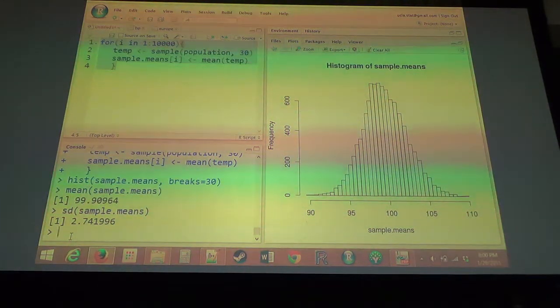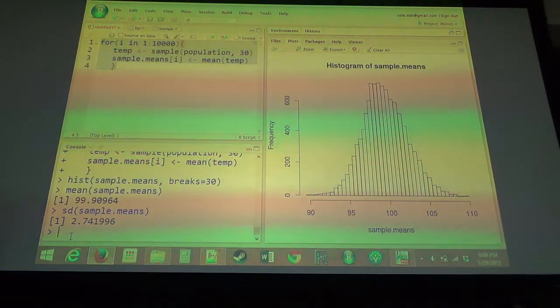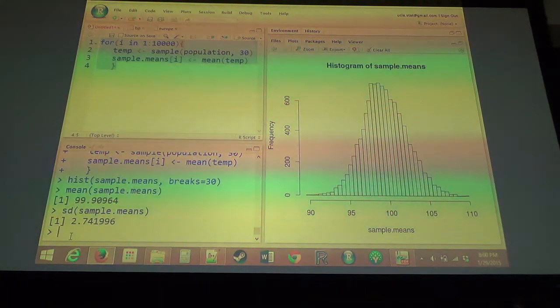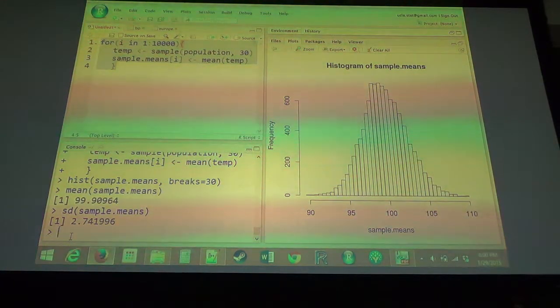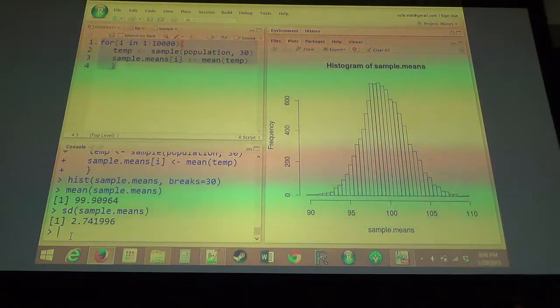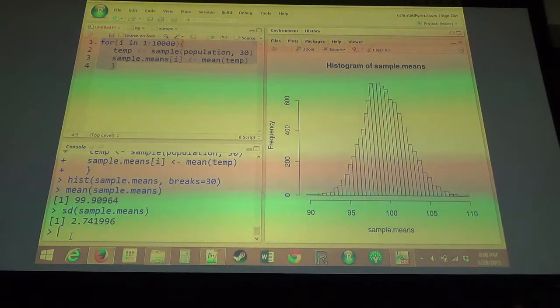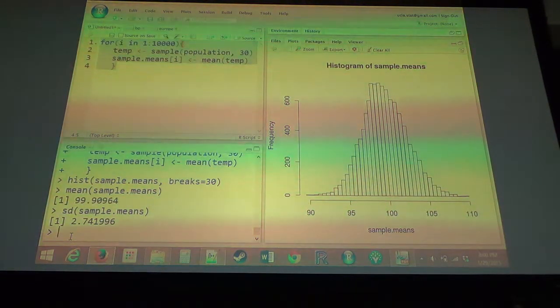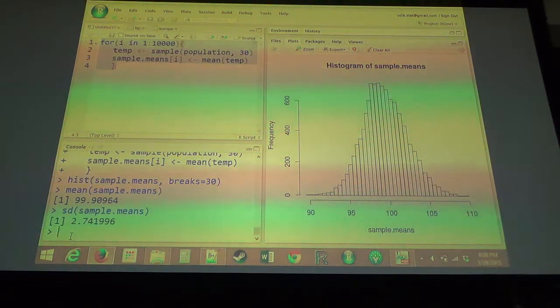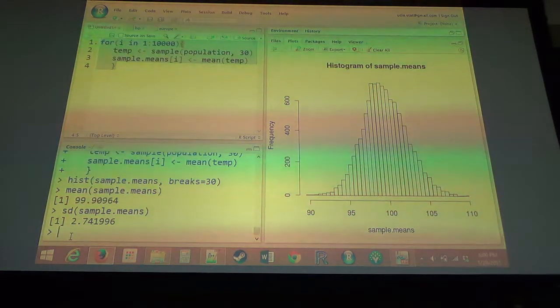This was an example where the population had a normal distribution. Okay. What do you think would happen if our population did not have a normal distribution and we took larger and larger samples? It's not representative. Okay, well let's see.